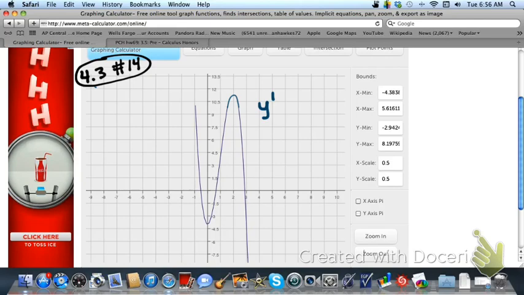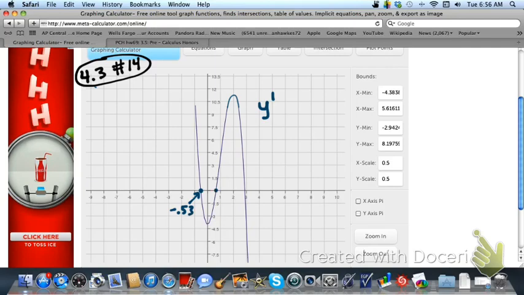When is f increasing or y increasing? When is y decreasing? And so forth. And so just wanted to point out a couple key features on this particular graph. Using your graphing calculator, you should be able to find the zeros of y prime. And the first zero is at x equals negative 0.53.